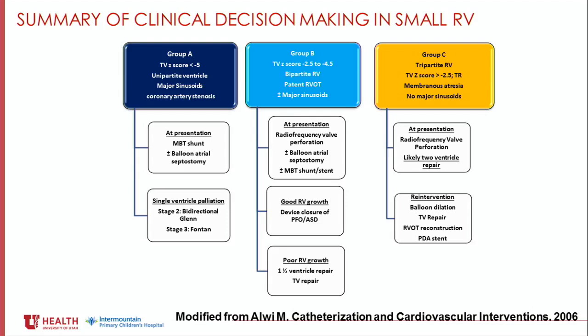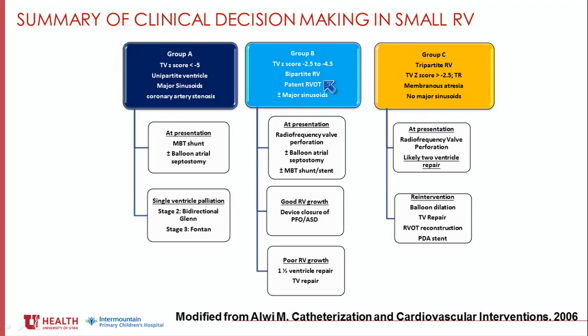So if I see a pulmonary atresia patient that has tricuspid regurgitation, that's usually a good sign clinically that the ventricle has the potential to grow. And oftentimes these end up being two ventricle repairs. So they have membranous atresia that can be decompressed after birth, and the right ventricle will grow.